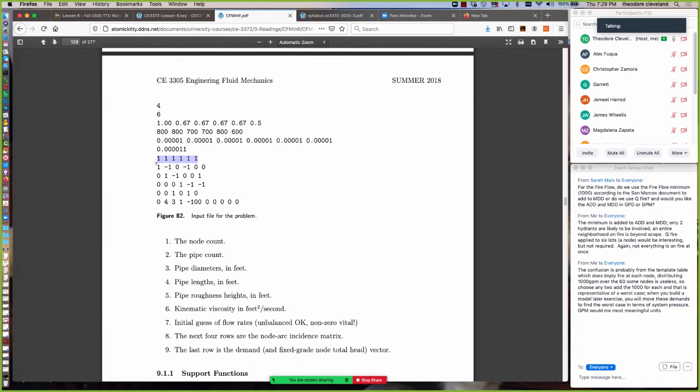The node-arc incidence matrix is right there. So there's the node 1, node 2, node 3, and node 4 continuity equations. And then the last part is the last row is the right-hand side. That's literally all that's necessary to find solutions to that particular network.